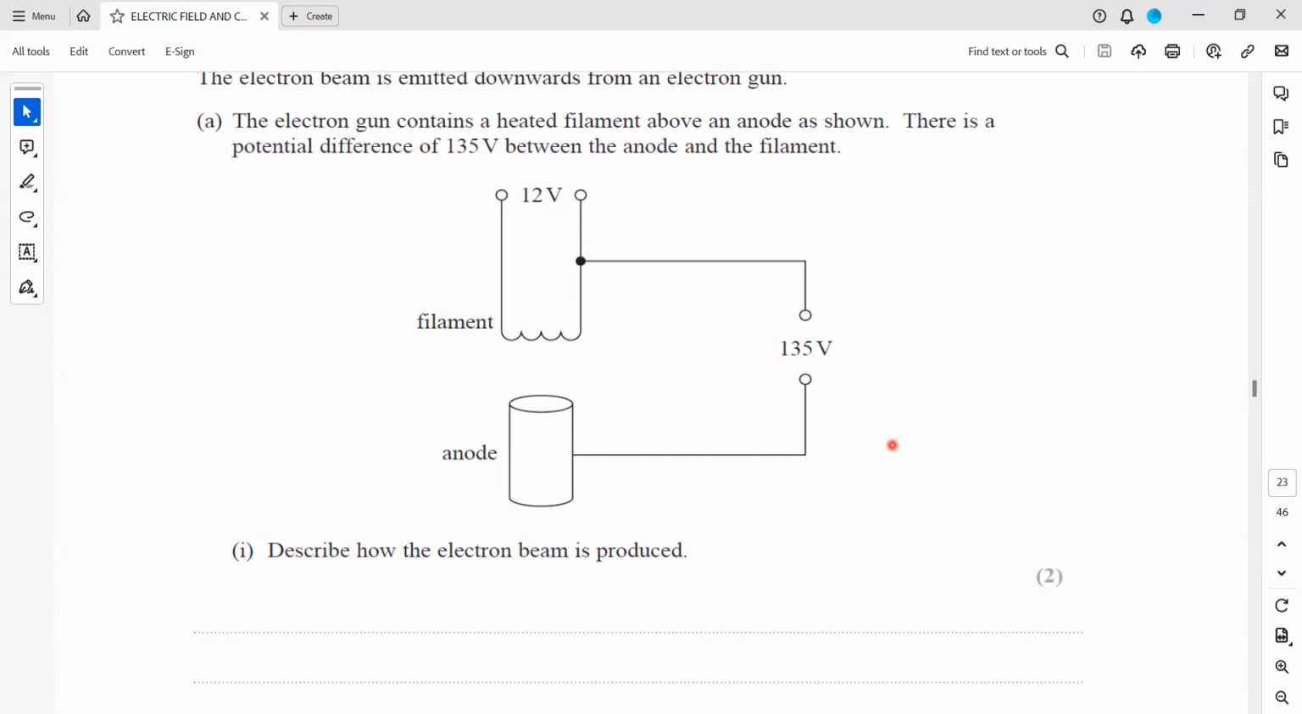Another one is thermionic emission. In thermionic emission, electrons are emitted from a heated filament. These electrons are then accelerated by the electric field. So electrons are released by the heat energy, which are then accelerated by the electric field. This is what happens in thermionic emission.